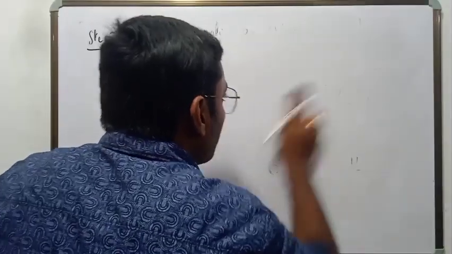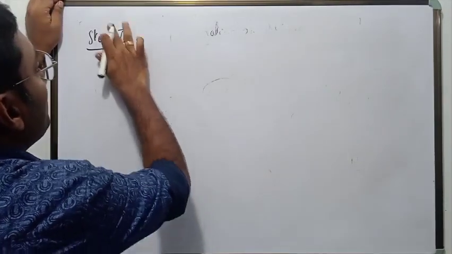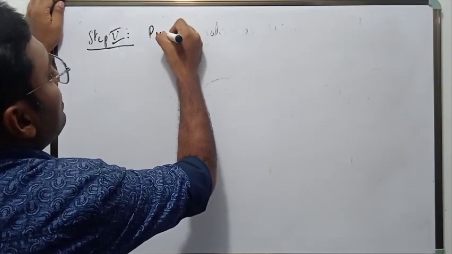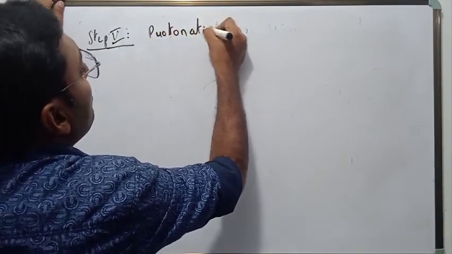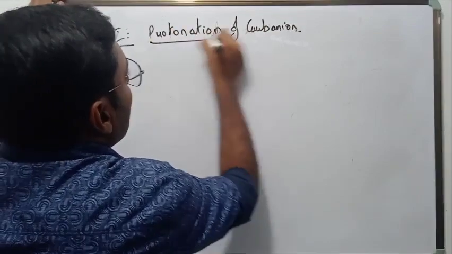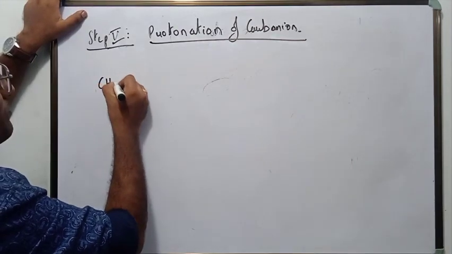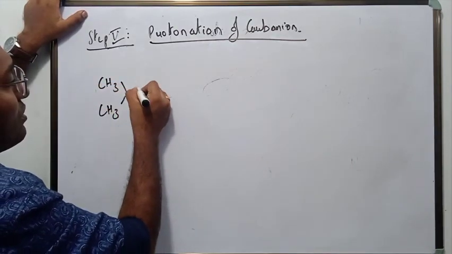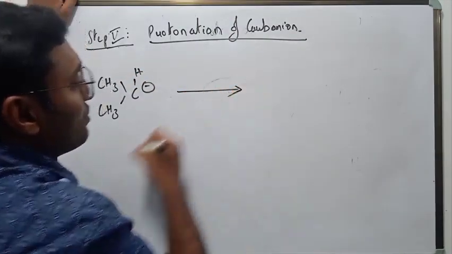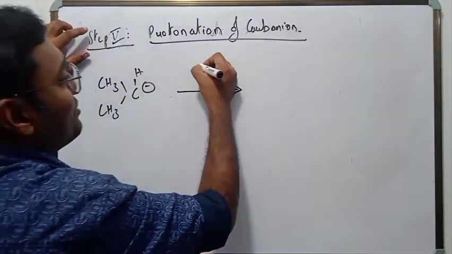Step number 5 is protonation of carbon anion. Let us see what happens here. So you draw the product that you have got in step number 4. This is the product that you got in step number 4. Right? And you draw the byproduct that you got. Yes, water. You draw that water here.